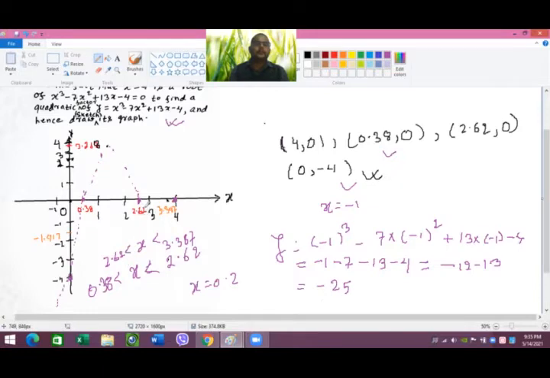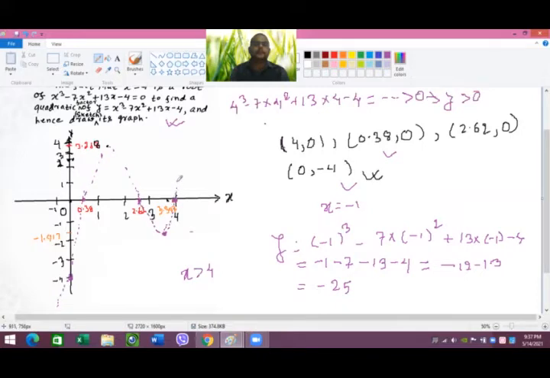If you put x equal to 3, for example, in this polynomial, and calculate this, you will get a negative value. It means this curve is descending down from here, from 2.62, on the x-axis in this way. So in this way, your graph for this equation is ready.